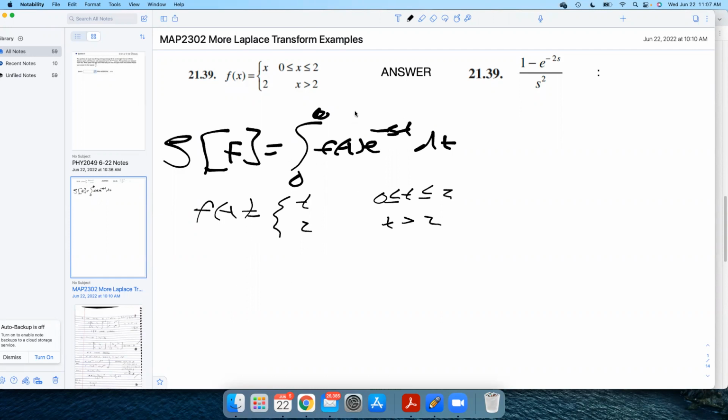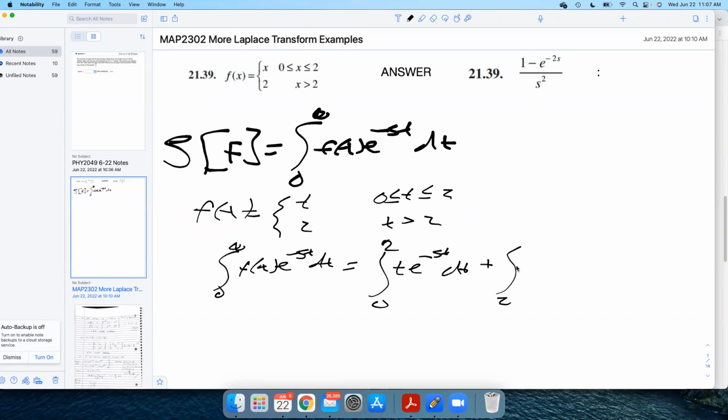Okay, then that means we're really just going to split up this integral. The integral from 0 to infinity of f of t e to the negative st dt. We'll just split it up over these different domains. From 0 to 2, we're going to use this formula, t e to the negative st dt, plus, and then from 2 to infinity, we're going to use this formula, 2 e to the negative st dt.